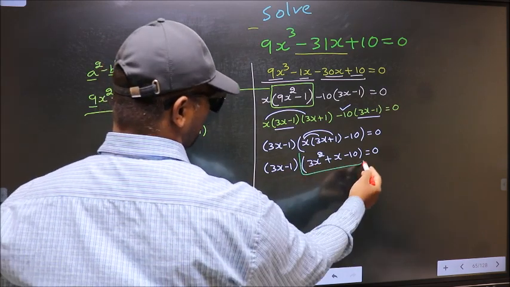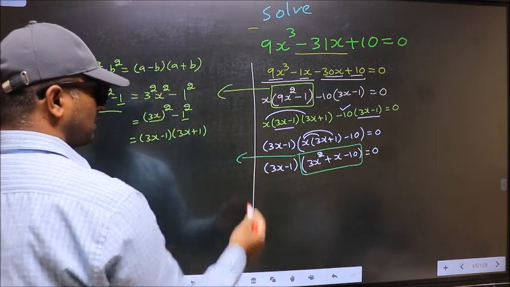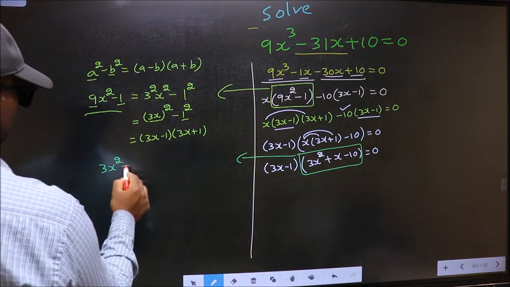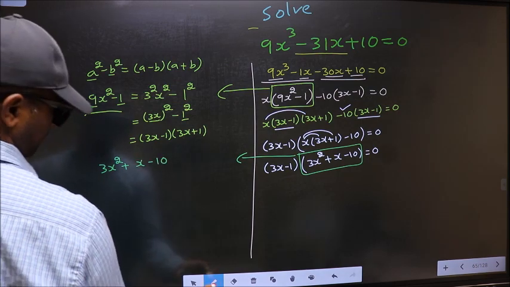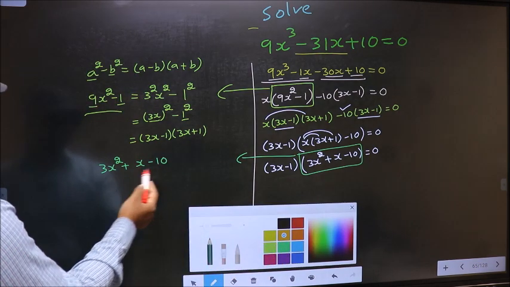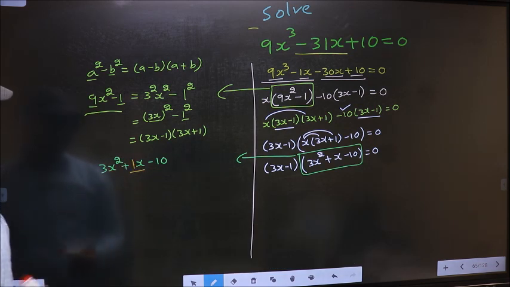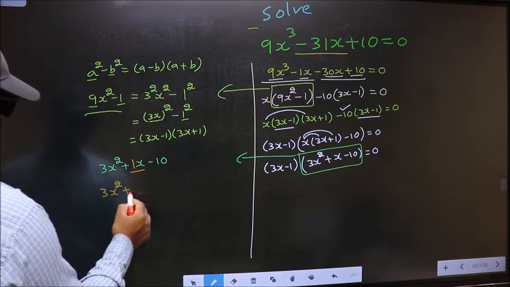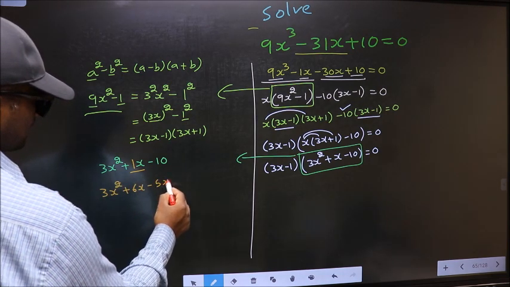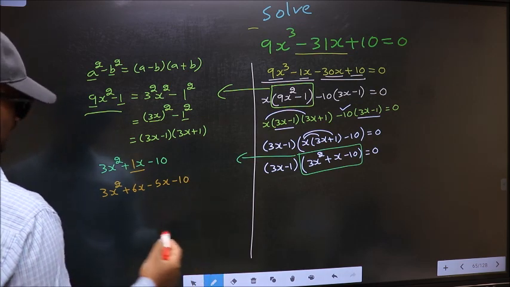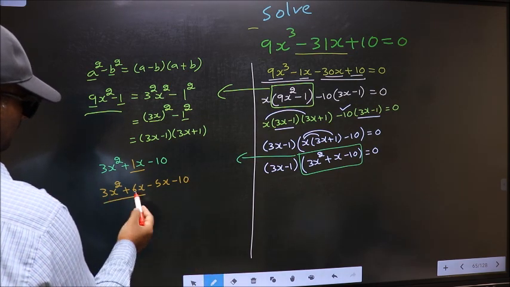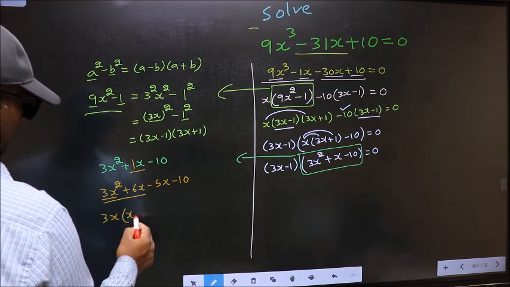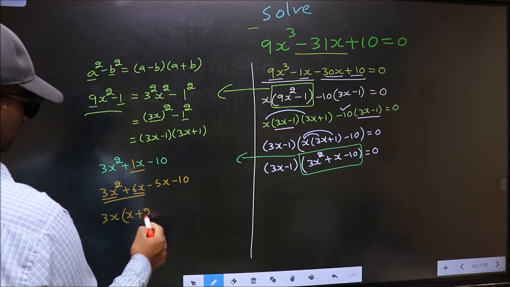Now we got a quadratic. I will factorize the quadratic here, that is 3x² + x - 10. To factorize this, we should split the middle term +1x. In place of +1x, now I write +6x - 5x - 10. Next, from these two terms, what can be taken out common is 3x. From this 3x out you get x, plus from this 3x out you get 2.